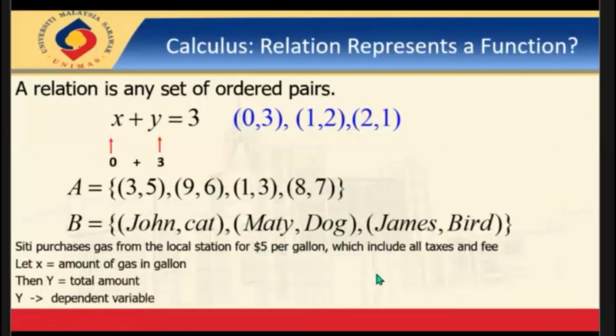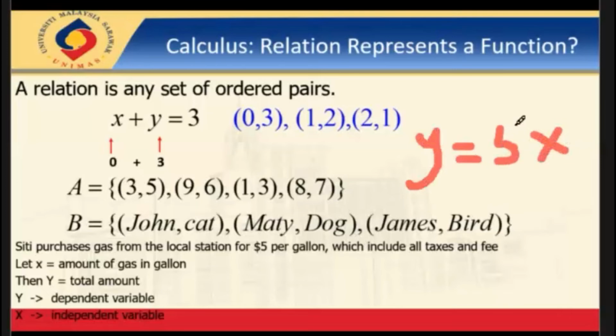Then y is actually dependent on x, because the number of gallons you purchase, the same amount you will have to pay. Let's suppose 1 gallon is 5 ringgit. If you are buying 1 gallon, then the total amount will be 1 times 5, so y is equal to 5. Let me represent this like this: y is equal to x times 5, because 1 gallon is 5. So if x is 1, times 5, then y will be 5.